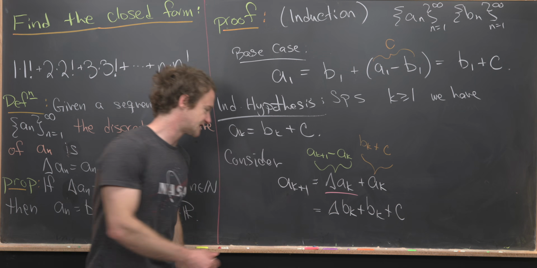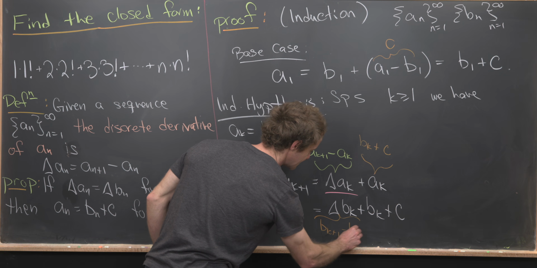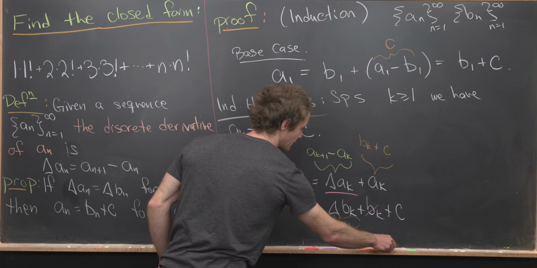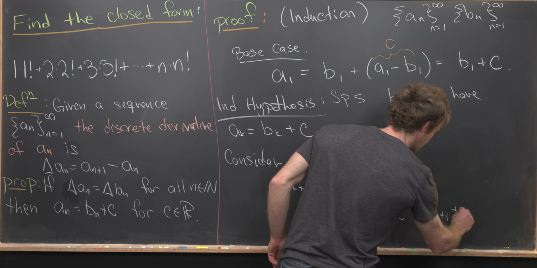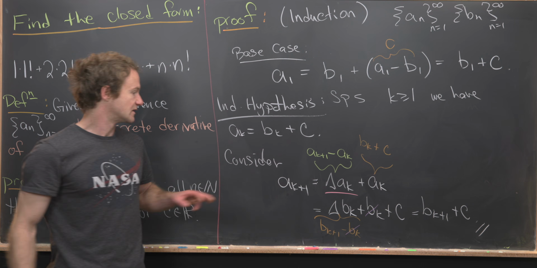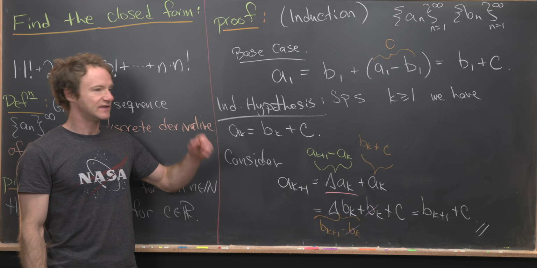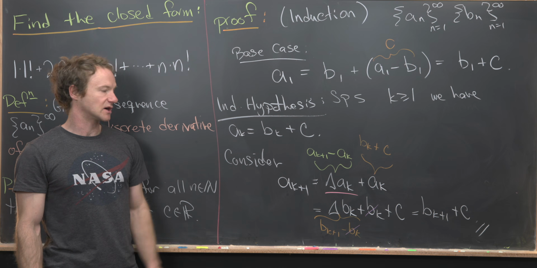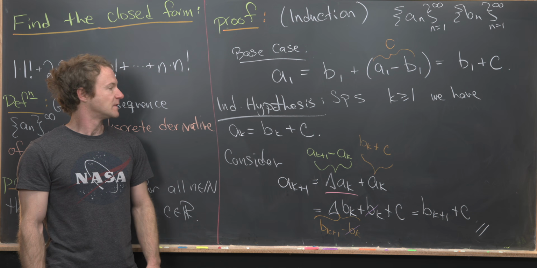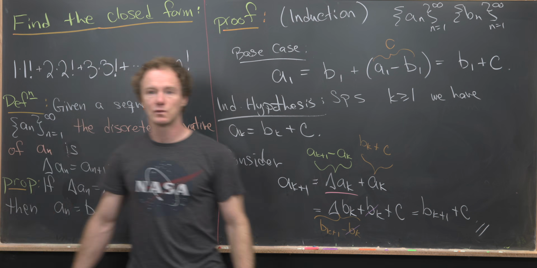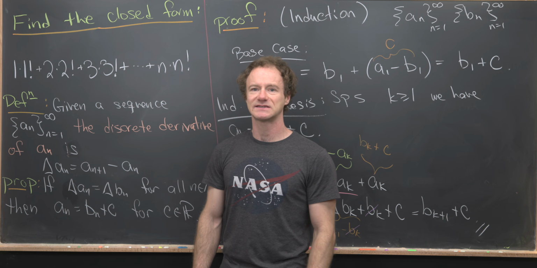But now next we can expand this discrete derivative of b sub k into b k plus 1 minus b k, and then have this guy cancel with this guy, and we're left with exactly what we want, which is b k plus 1 plus a constant. So if we look over here at the extreme left and right hand side, we see that we have achieved the next case via our induction hypothesis, which is exactly what we need in order to finish this proof. Okay, so let's get rid of this proof, and then we'll look at a couple of values of this sequence so that maybe we can guess a closed form.